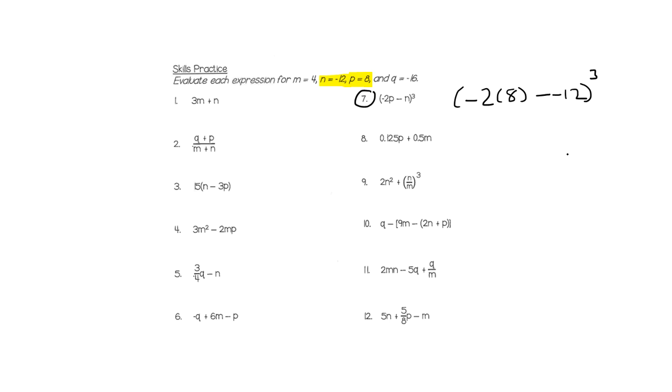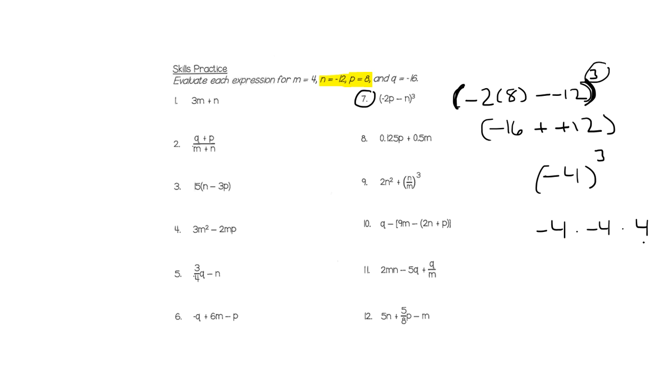Okay, now we can simplify. We need to do what's in the parentheses first. So we need to do all of this before we do the exponent. So multiplication first, negative 2 times 8 is negative 16. Then we have subtract a negative 12. Remember with subtraction, you do keep, change, change. So a negative 16 and a positive 12 is going to be a negative 4. That's what we're left with in our parentheses. And then that negative 4 gets raised to the third power. So that becomes negative 4 times negative 4 times negative 4. Negative 4 multiplied by itself 3 times.